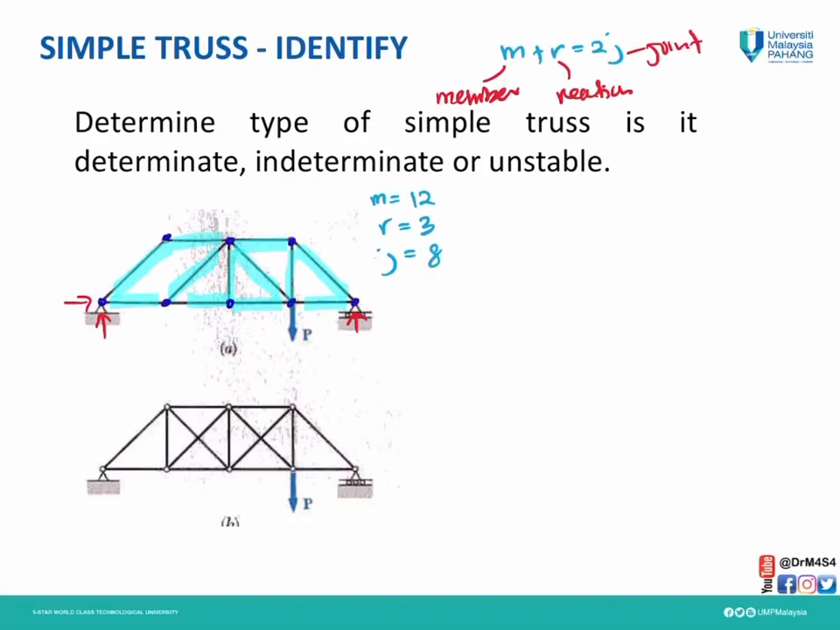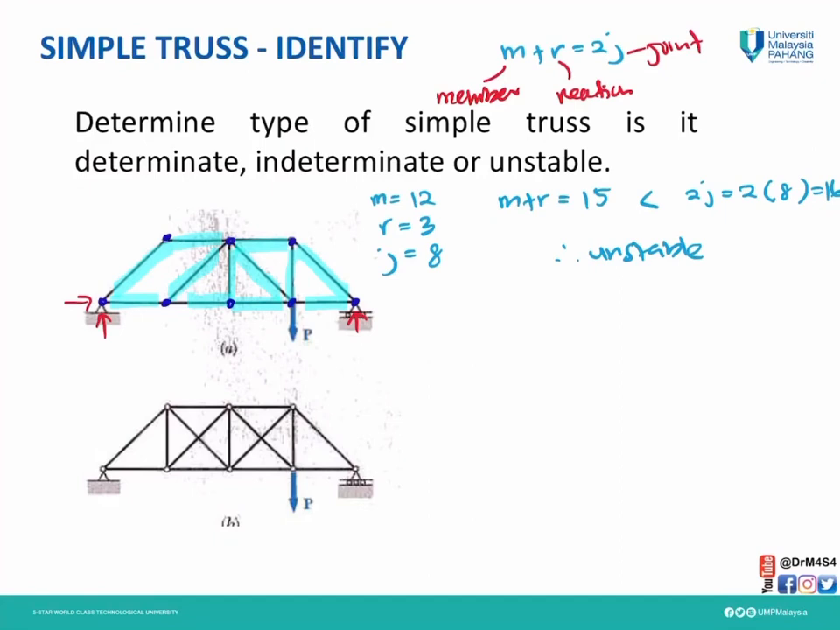So we check our M plus R equal to 12 plus 3 is 15. Then we check our 2J is 2 times 8 equal to 16. Therefore, 15 is less than 16. That means unstable.